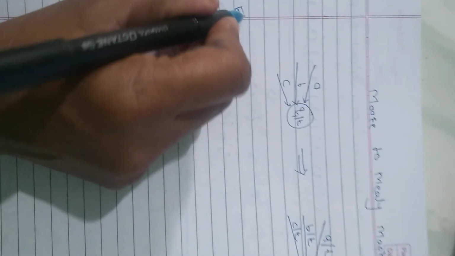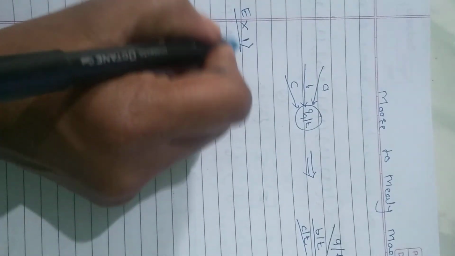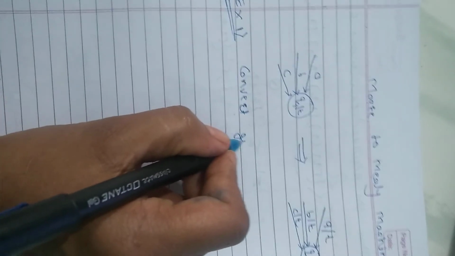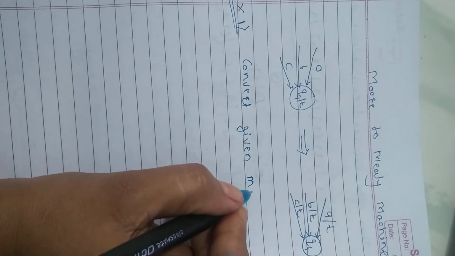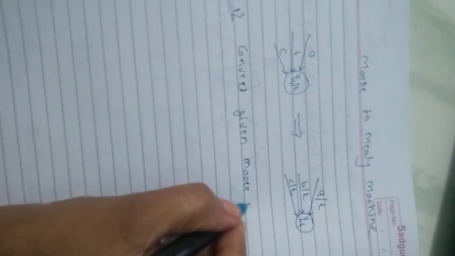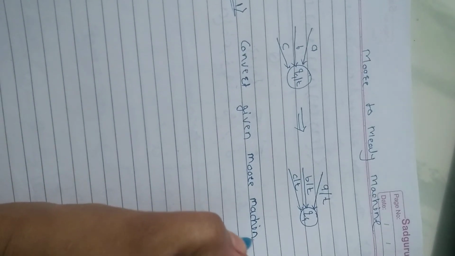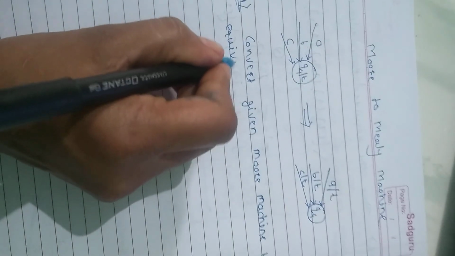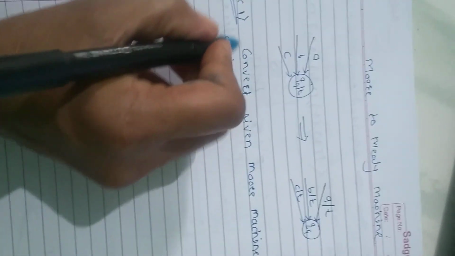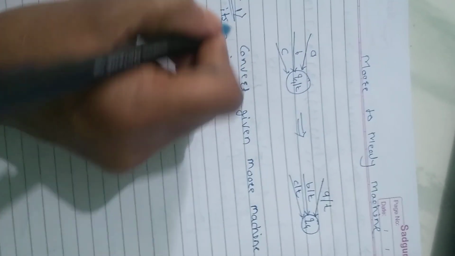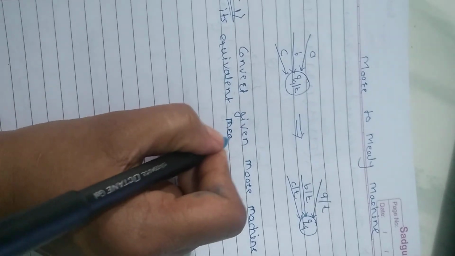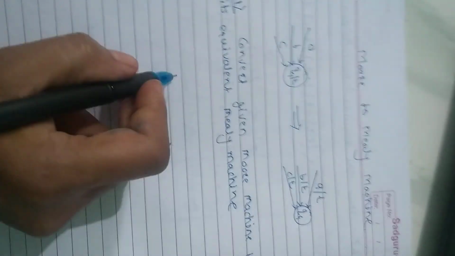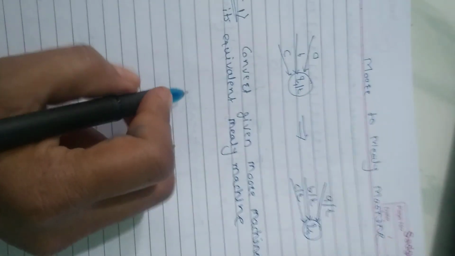Example: convert the given Moore machine into its equivalent Mealy machine. Okay, now let's see the diagram that is given.